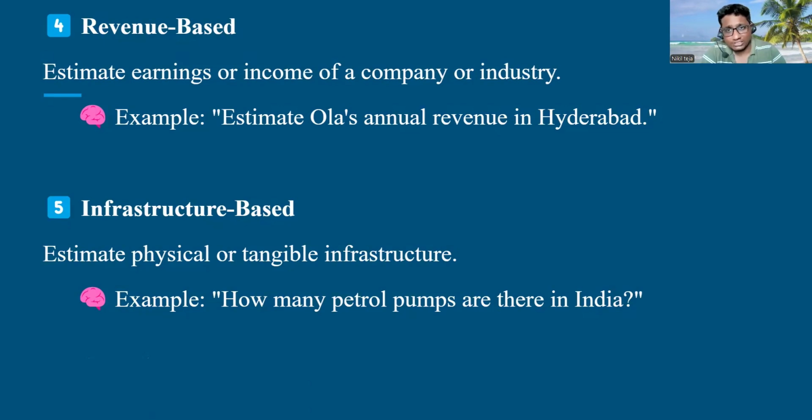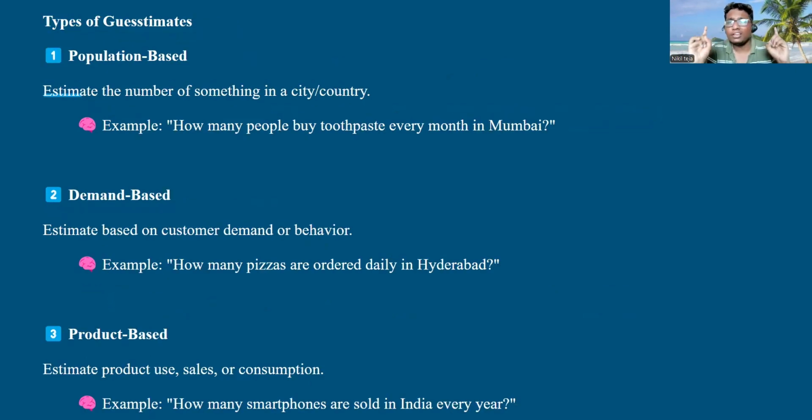And next, infrastructure based estimates. So how many petrol pumps are there in India? So that is based on infrastructure. But see, all these guesstimates have one thing in common: there is no data and every problem statement is vague. And we need to think logically. We need to think in a logical reasoning way and a structured way so that we can come up with an answer.